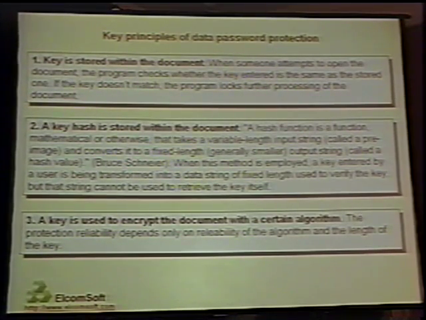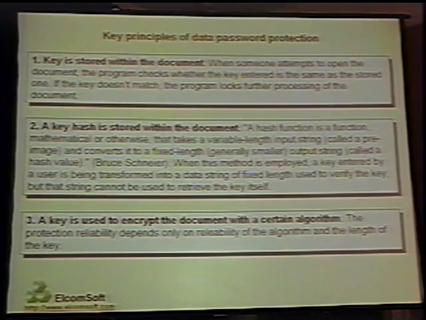When someone attempts to open the document, the program is checking whether the key entered is the same as the stored one. If the key does not match, the program blocks further processing of the document. Low cryptographic stability of this method is obvious. First, one can retrieve the key by viewing the document in a binary form. Second, an intruder will probably be able to modify the program code, and the key entered by user will be ignored then. The second method: a key hash is stored in the document.